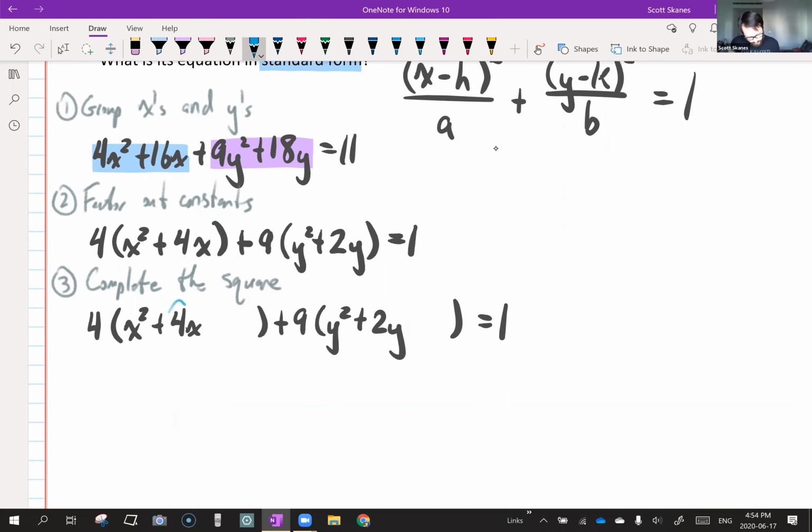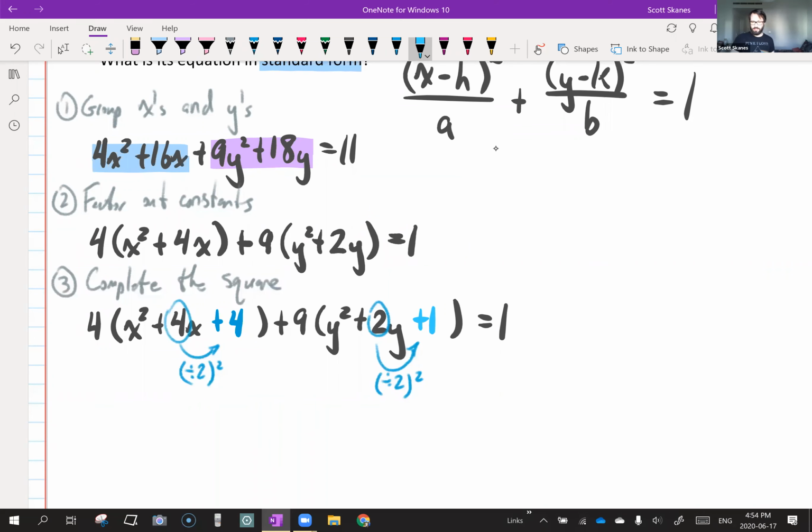You might remember you take this number, you divide it by 2, and you square that number. 4 divided by 2 is 2, squared is 4. And then let me just do the rest. This number divided by 2, and then that number squared. 2 divided by 2 is 1, squared is 1.